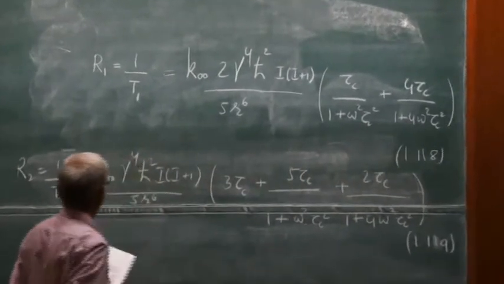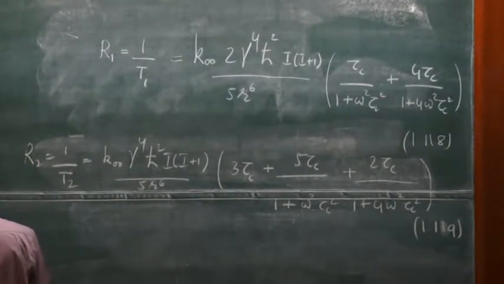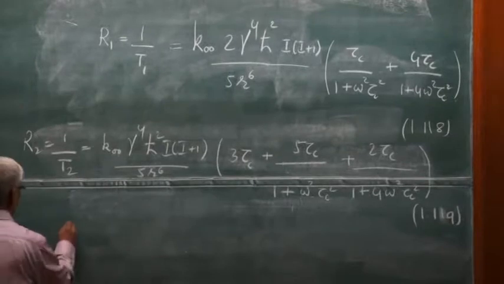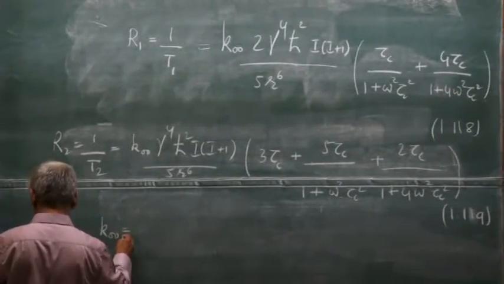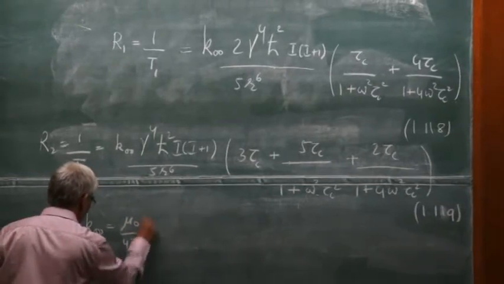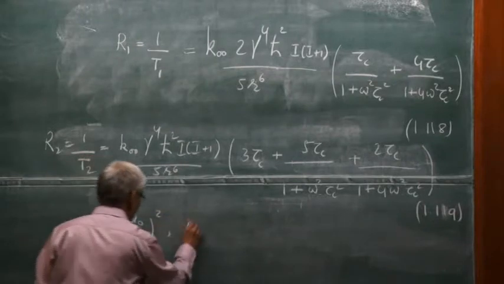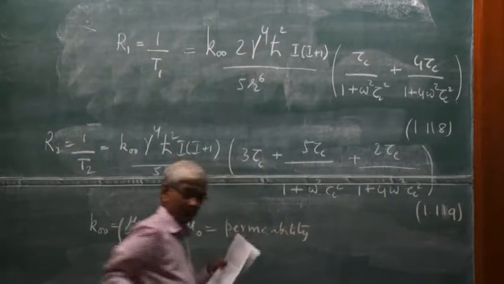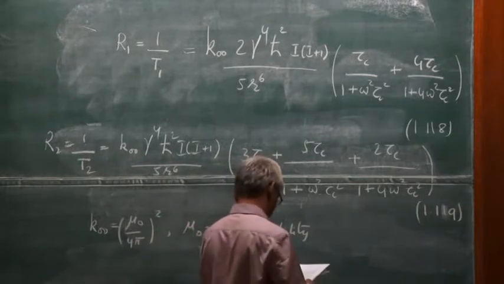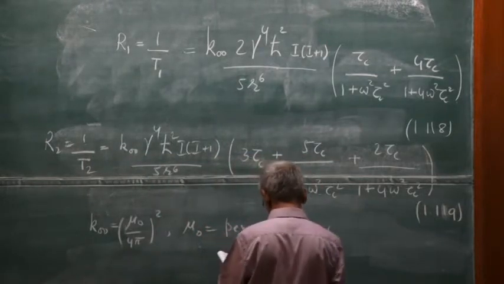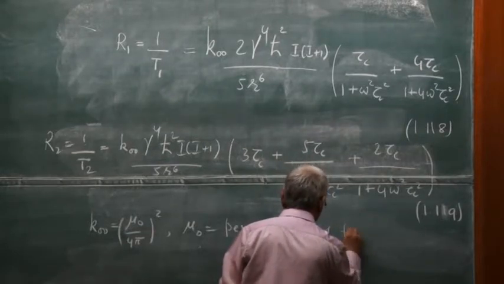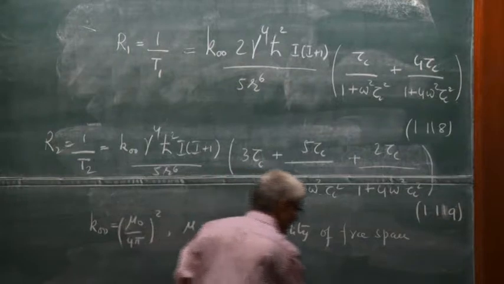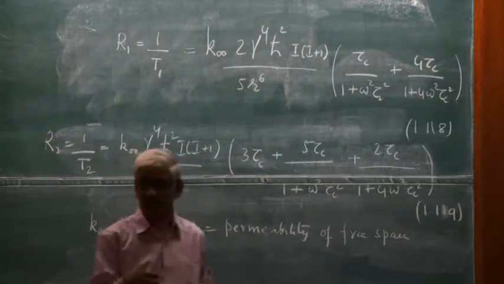So K00 is the constant. Sometimes in books you also see there is D00, but it doesn't matter. K00 is given by mu0 divided by 4 pi, whole squared, where mu0 is the permeability. And these are formal solutions which you get when we go through a rigorous calculation.